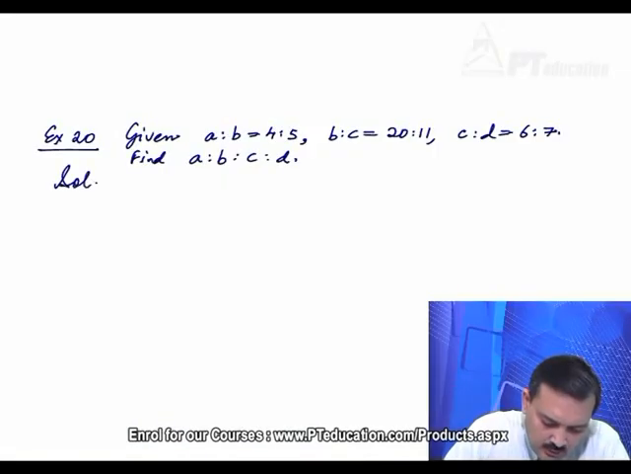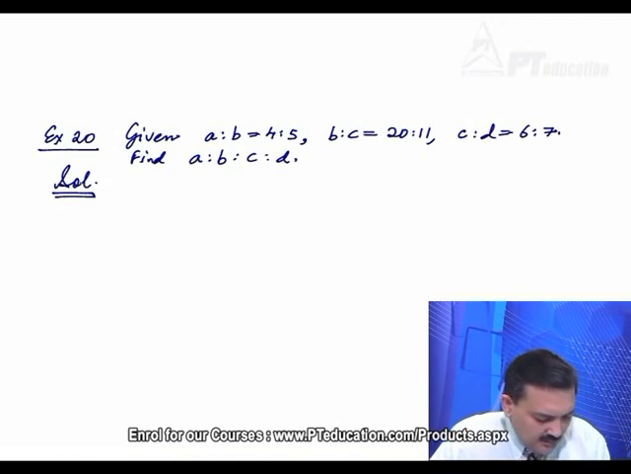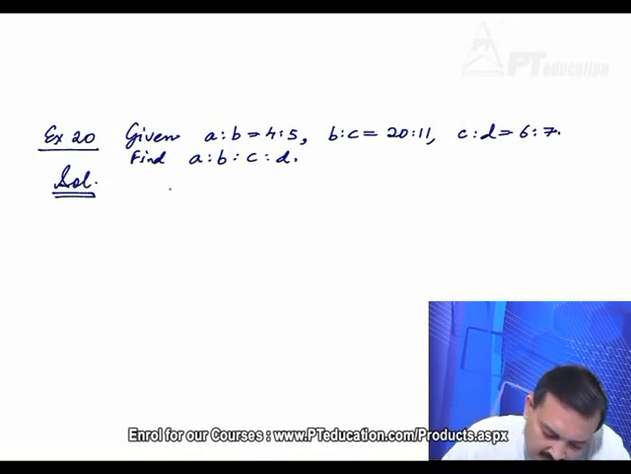So between A is to B and B is to C, we'll have to make B common, that is 5 and 20 common. Between B is to C and C is to D, we'll have to make C common, which is 11 and 6. And finally, we'll have to make the whole thing in a common ratio. So let's get started. Solution to example 20. So let us proceed step by step.